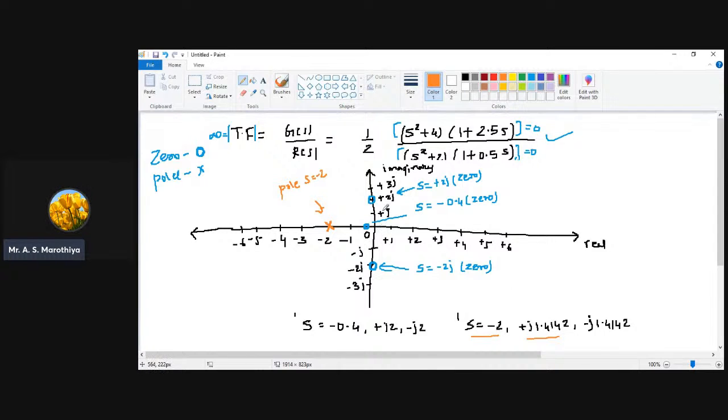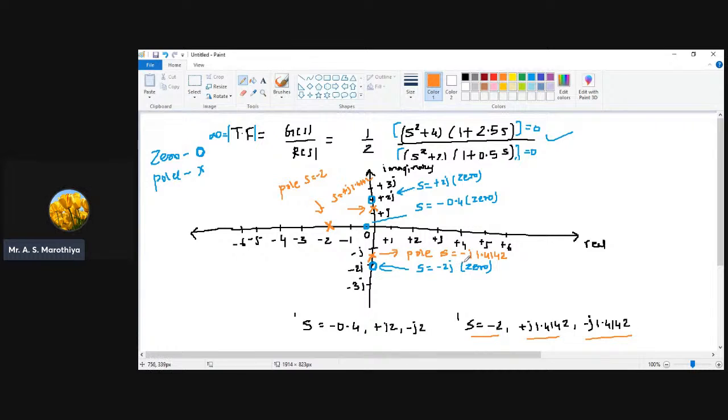In the same way, another pole is available at S equals plus j1.4142. So 1.4142 means somewhere over here. Here we need to indicate another pole available at S equals plus j1.4142. In the same way, one pole is available between minus j and minus 2j, because it is available at minus j1.4142. So somewhere over here we have one more pole. This indicates a pole available at S equals minus j1.4142. That is very important.